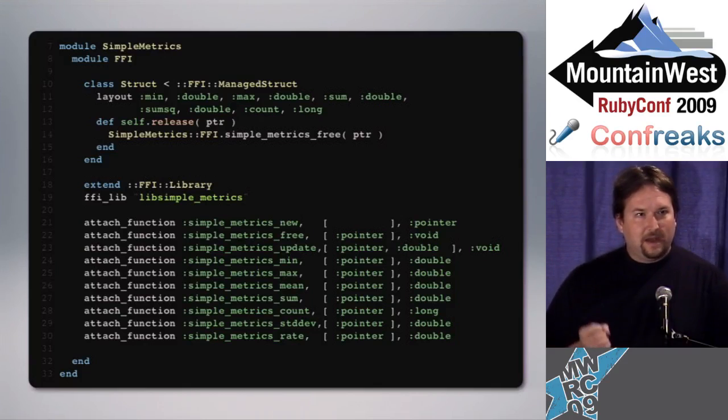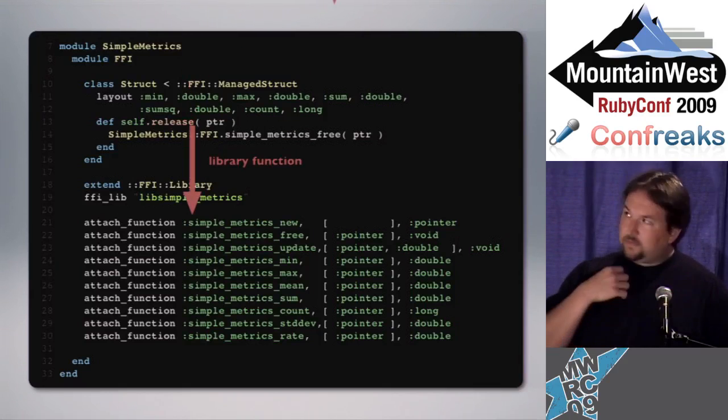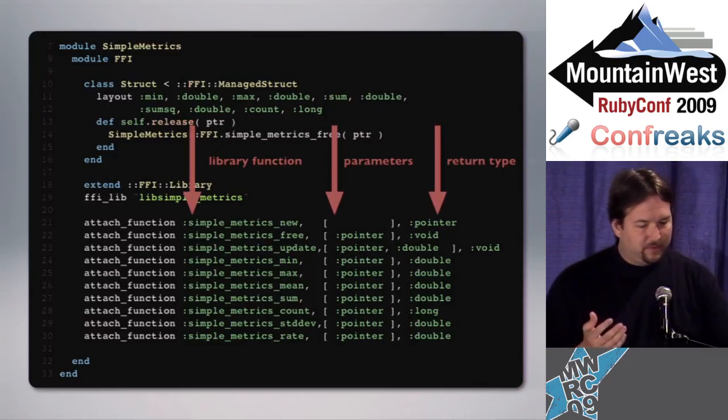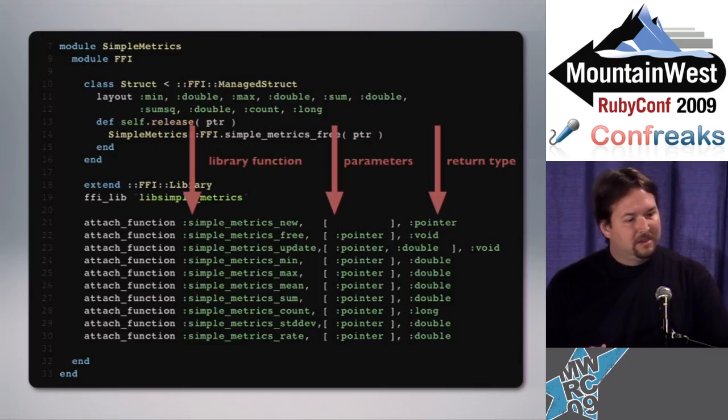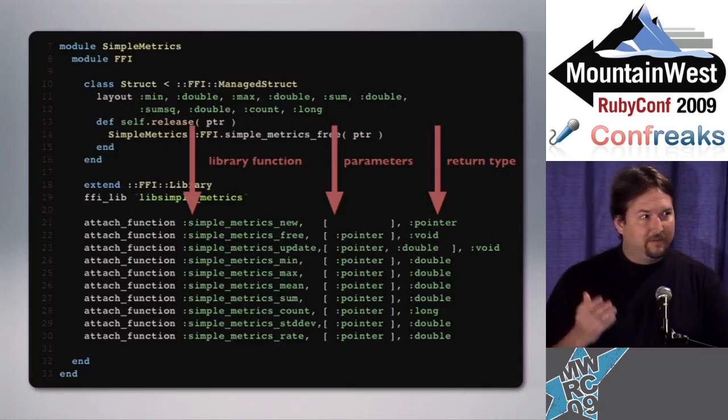And then we say, okay, now we're going to define all the functions that are in simple metrics. And we do this a pretty simple way. We say attach_function. We have the library function name as a symbol. And then there's two other parameters. One is an array of all the function parameters. And then the third parameter is the return value or return type of the library function.